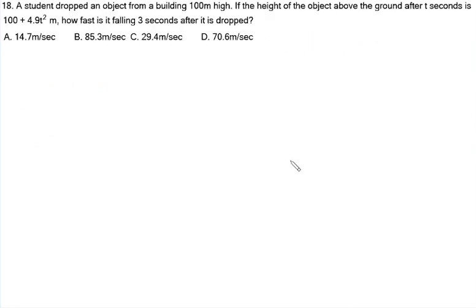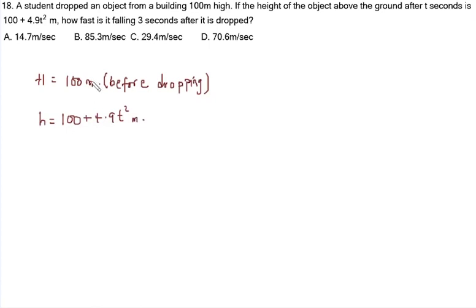For question 18, a student dropped an object from a building 100 meters high. If the height of the object above the ground after t seconds is 100 plus 4.9 t square meters, how fast is it falling 3 seconds after it is dropped? So the height from the ground is 100 meters before dropping, and after dropping it is 100 plus 4.9 t squared meters. How fast is the ball falling?